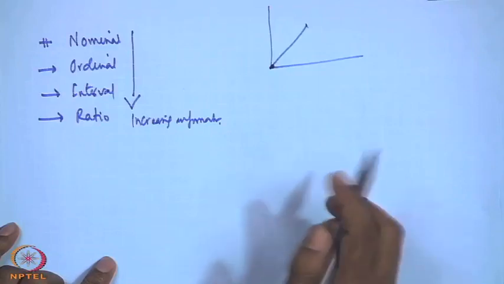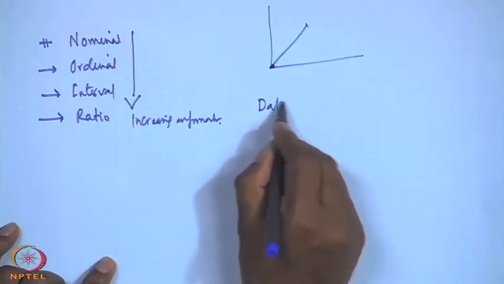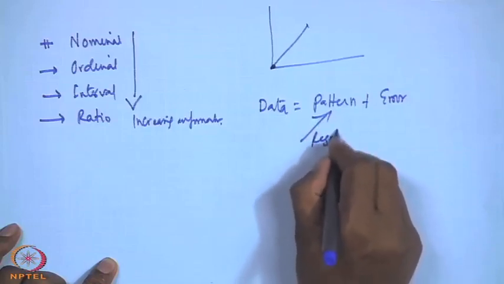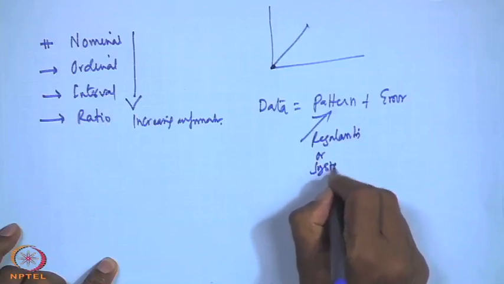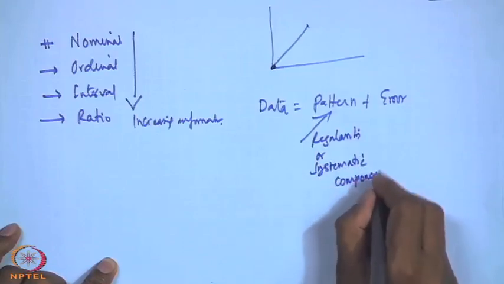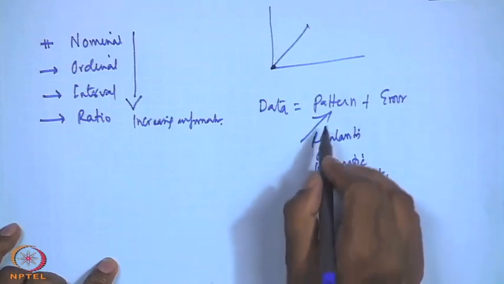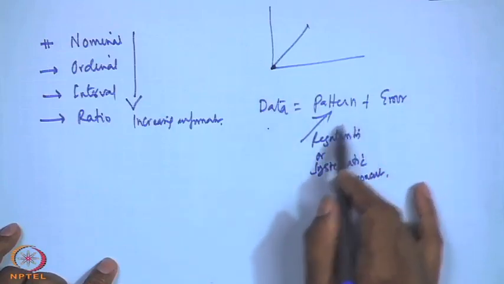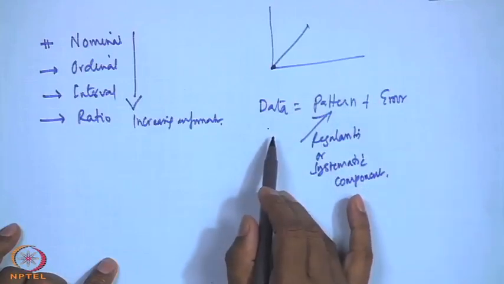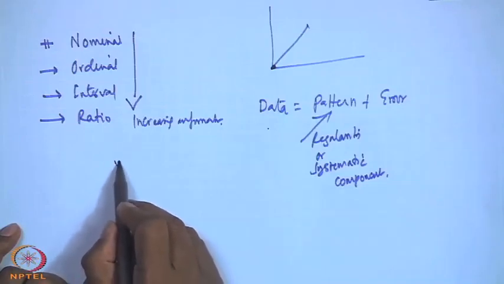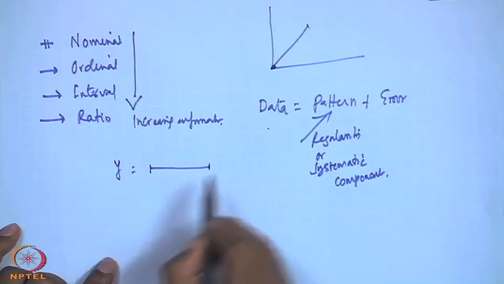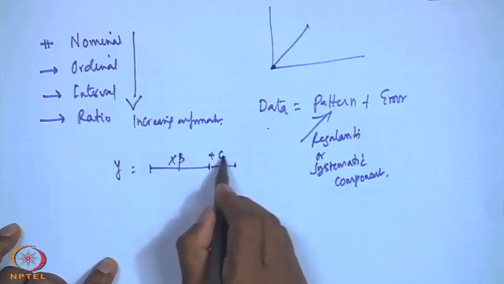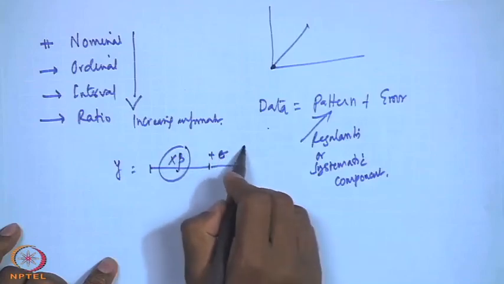In the case of our statistical model building, we talk about data, and data is nothing but pattern plus error. This pattern is the regularity or systematic component. So we must know what our problem is, and accordingly what data we have collected, and we want to extract the pattern from this data. In the case of a prediction model, suppose you want to predict some y value with respect to some x values. Then you will find there is some linear combination of variables, that is x beta, plus error. This is my regularity or pattern, and this one is the error.